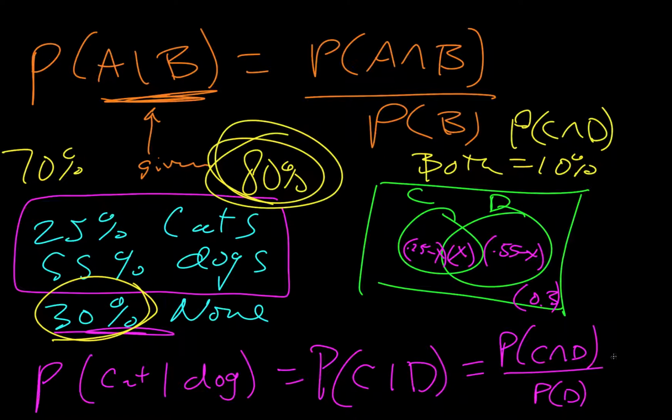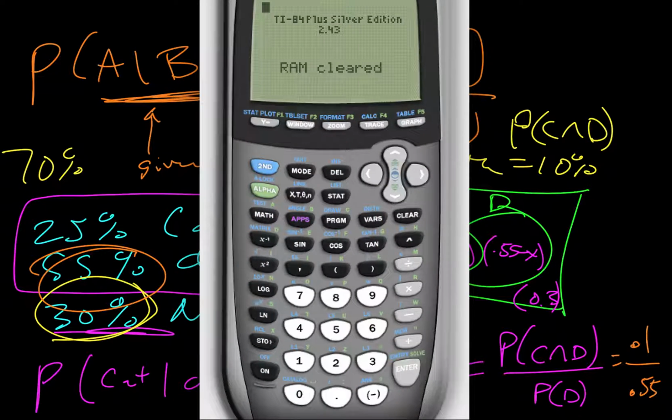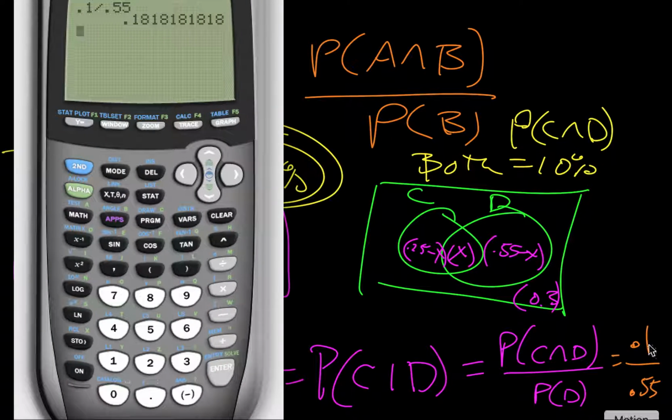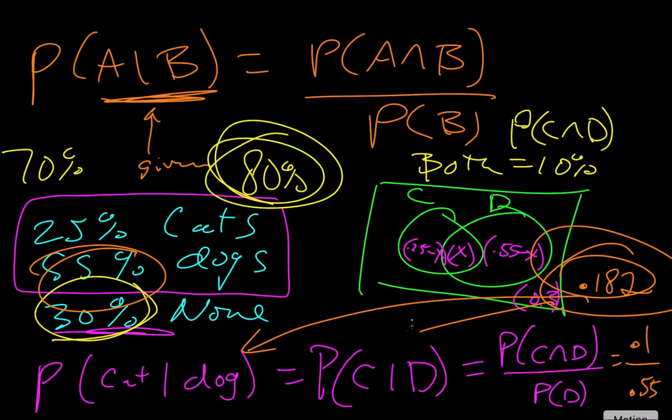So in this formula right here, we have 10%, or 0.1. So 0.1 divided by the probability of having a dog, which was 55%. So if we do 0.1 divided by 0.55, I'm going to open up a calculator real quick. 0.1 divided by 0.55 gives us about 18%. We want to go to 3 decimals though, and 0.182 would be the probability of these occurring.